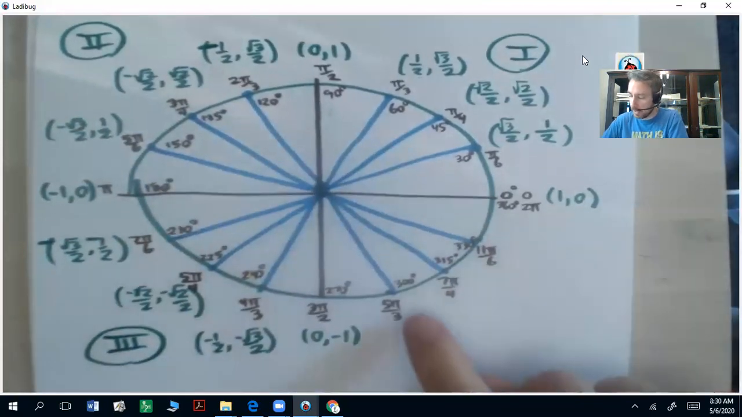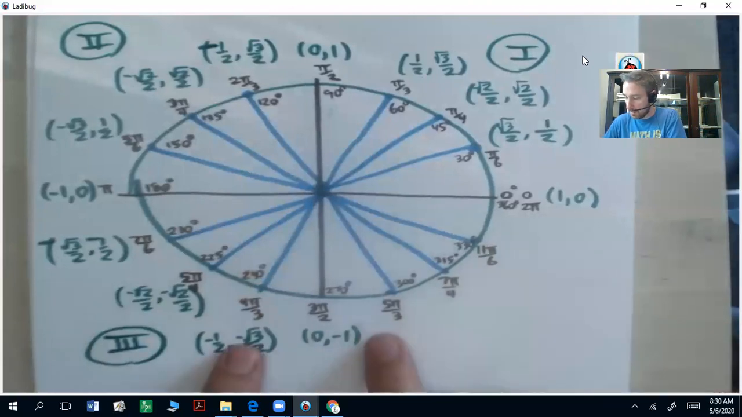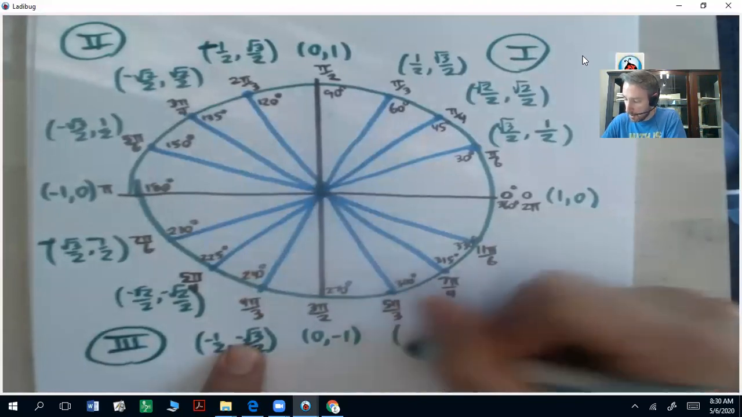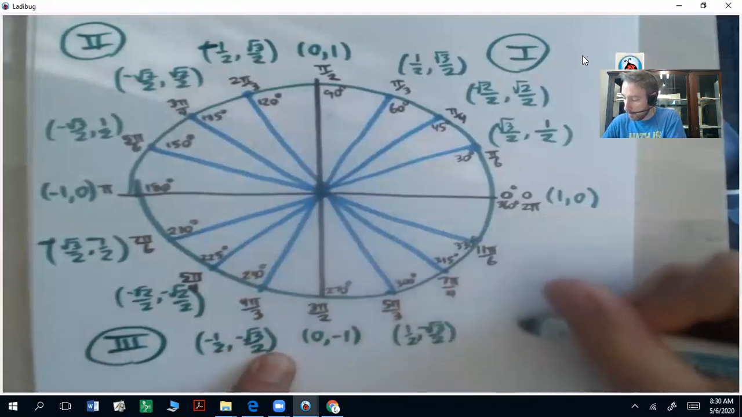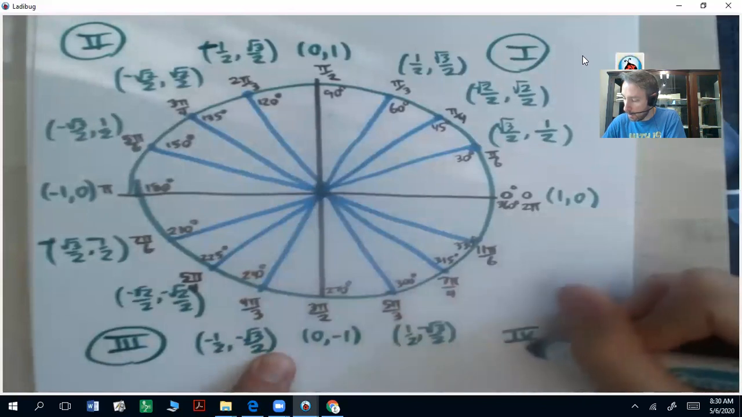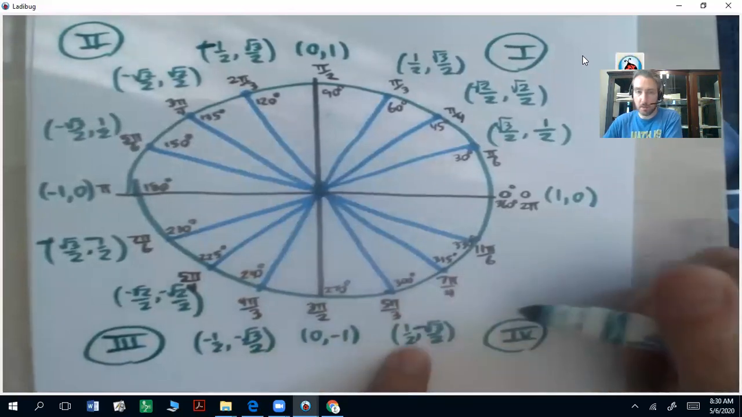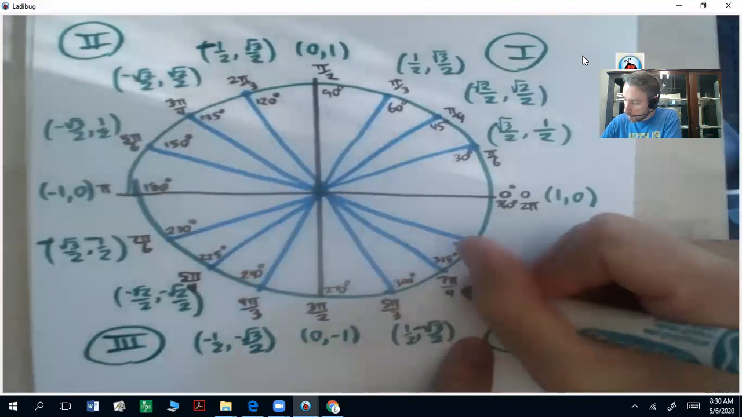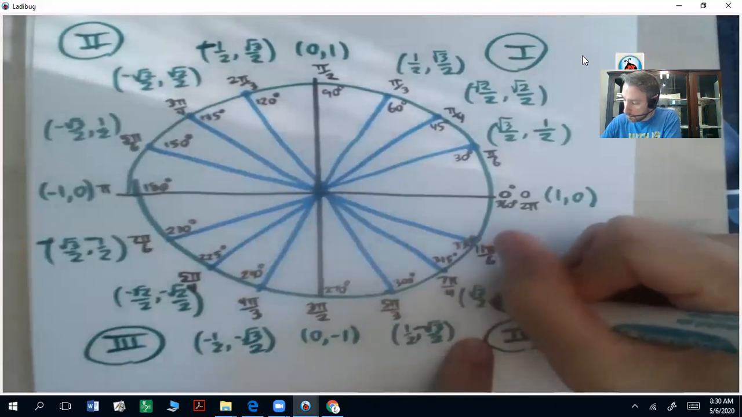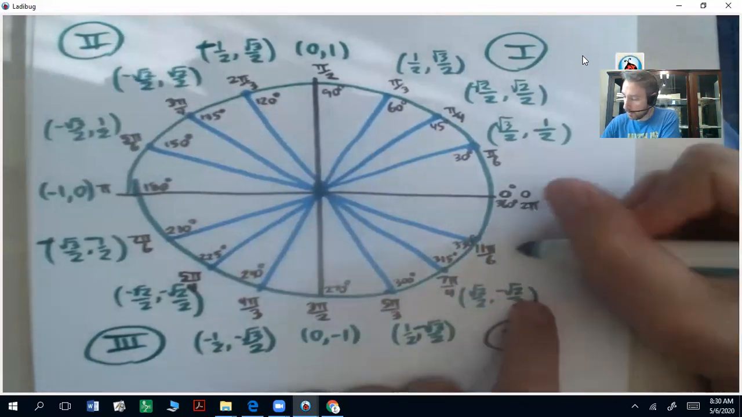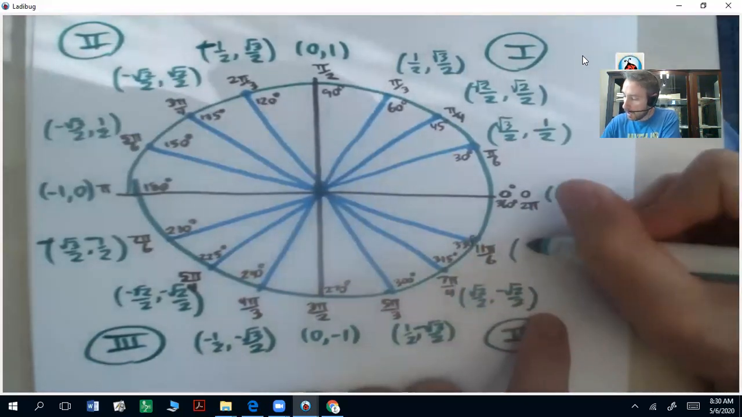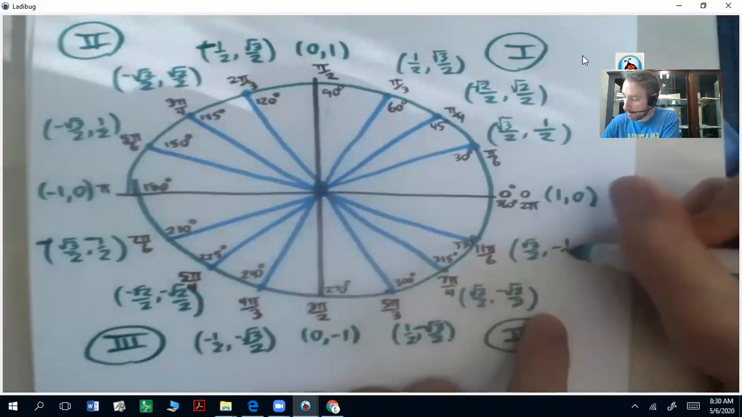And then finally, to get the coordinates on the right, these are just symmetric. So this is going to be positive 1/2, negative square root of 3 over 2. So in quadrant 4, only the y values are negative. So that's negative square root of 2 over 2, negative square root of 2 over 2. And the last one, this would be square root of 3 over 2, negative 1/2.